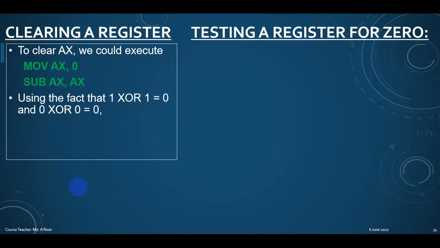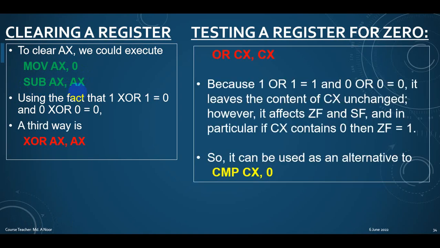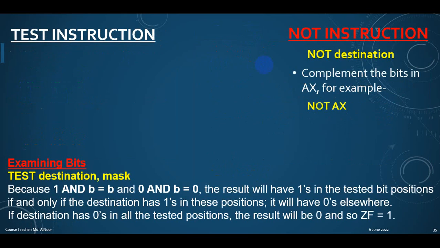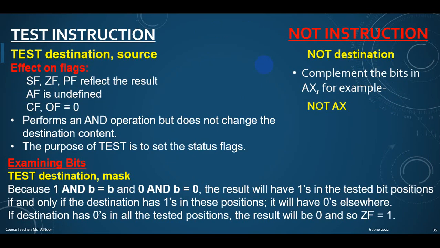Clearing a register, you can use this trick: MOV AX, 0, or SUB AX, AX. Some of the quick tricks have been shown over here to make your programming easier. Testing a register for 0, you can use OR CX, CX. Some of the uses of logic operation. Test instruction you can use: TEST destination, source.